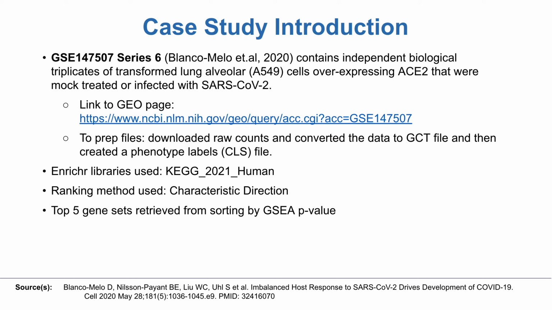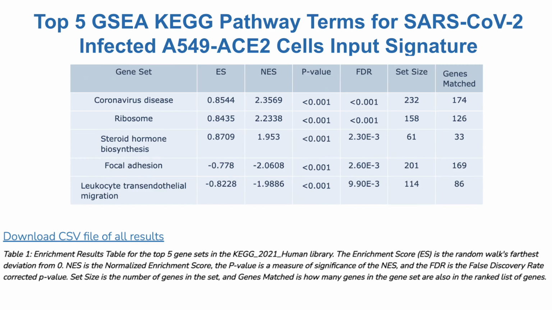The Enricher library chosen to use for AGSEA with this expression data was the KEGG 2021 Human Pathways. The chosen ranking method was characteristic direction, and the top gene sets were retrieved through sorting by p-value. The top 5 gene sets are displayed in a table for this case study. In the Appyter, this table is available for download as a PNG file, and the columns can be rearranged.